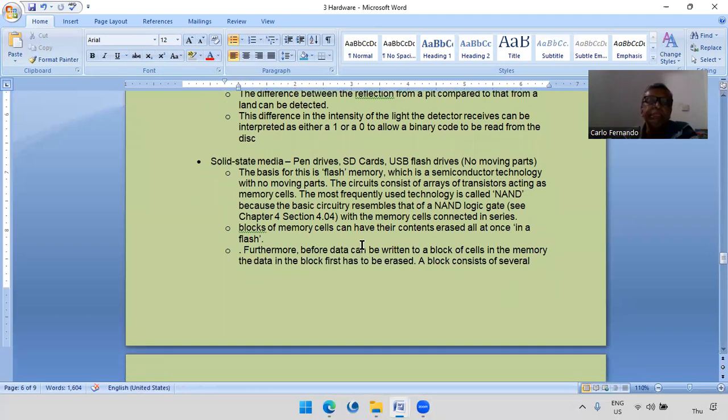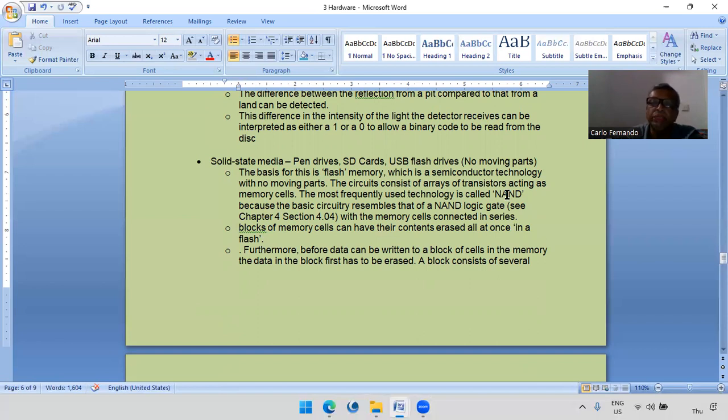Then comes solid state media. Pen drives, SD cards, USB flash drives: no moving parts. The basis for this is flash memory. It's solid state media, flash technology, flash memory, which is a semiconductor technology with no moving parts. Big difference from the magnetic and laser or optical. No moving parts here. The other two have moving parts.